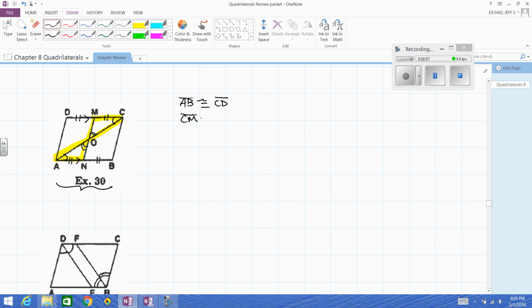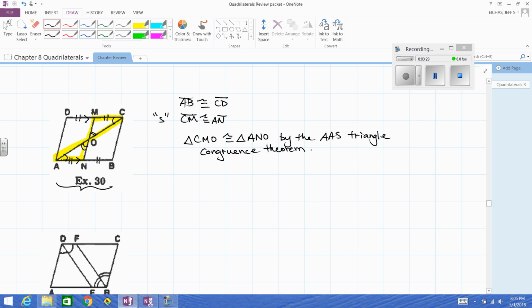So as a result, those halves are the same. So CM is going to be congruent to AN. That's going to get us our pair of sides. So we're going to say triangle CMO is congruent to triangle ANO by the angle, side, triangle congruence theorem. Okay. Next one.